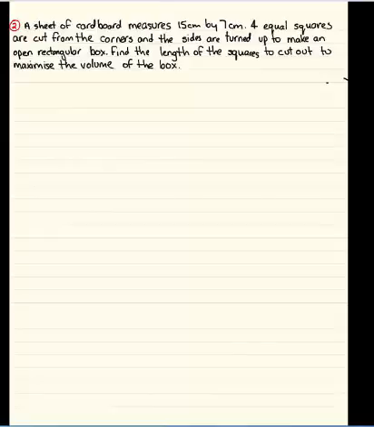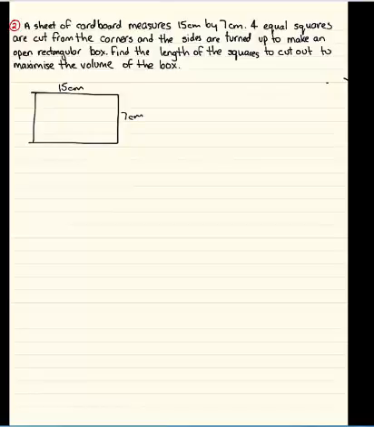Whenever you get something like this, I would strongly suggest that you draw yourself a little sketch so that you know what's going on. Okay, so the first thing we have is this rectangular piece of cardboard, and we know that it's 15 centimeters by 7. And then they're going to cut equal squares out of the corners. So we're cutting out the squares.